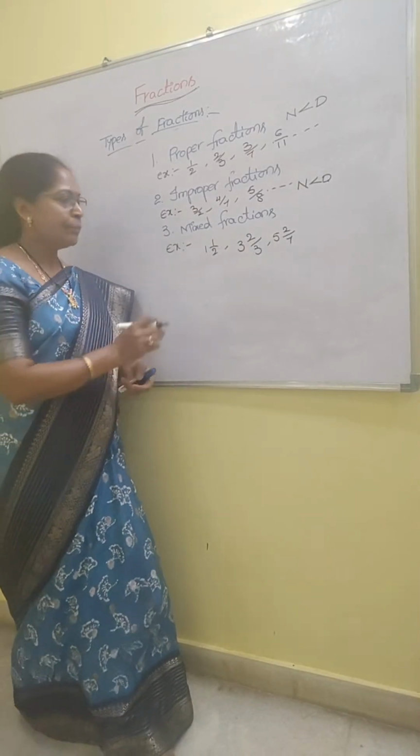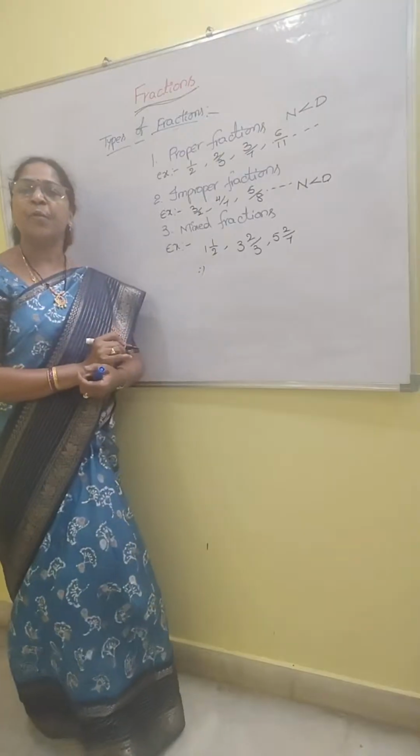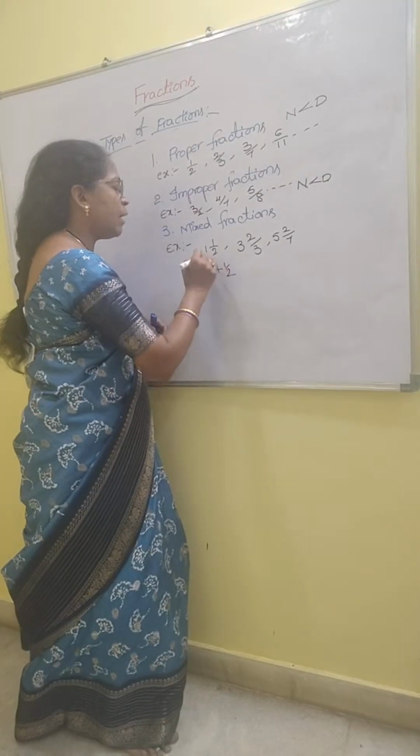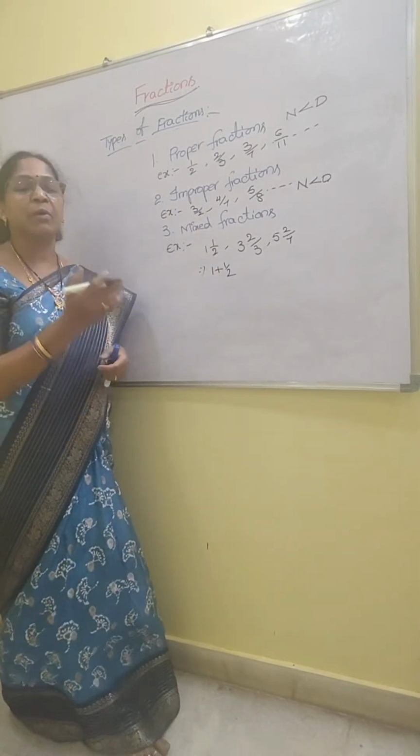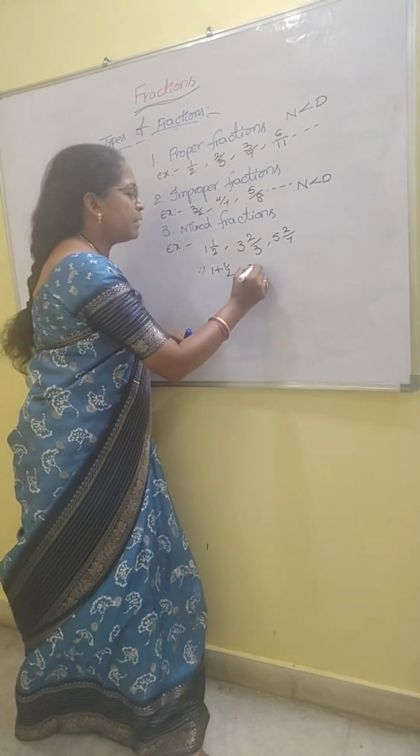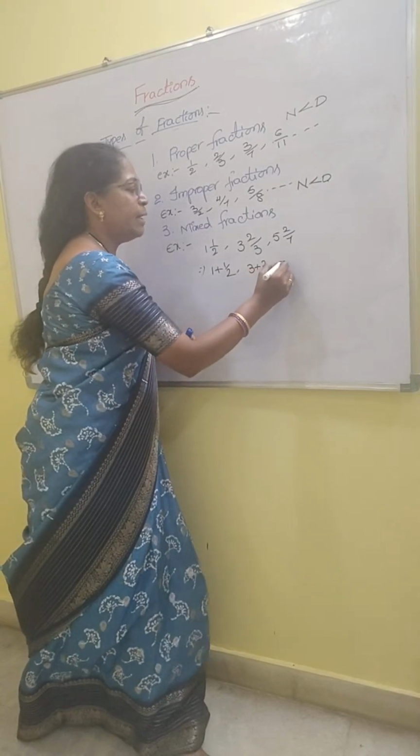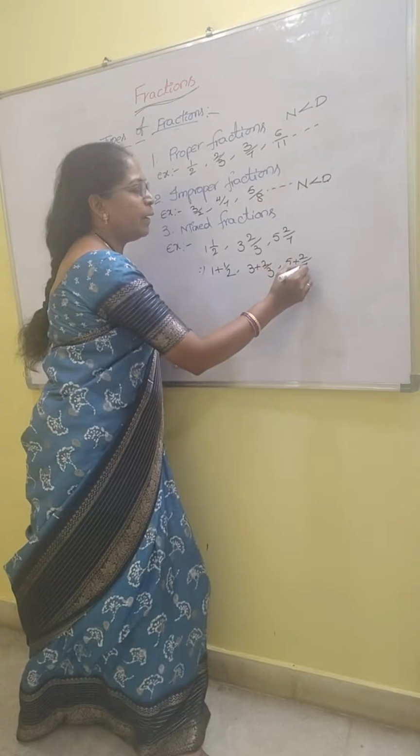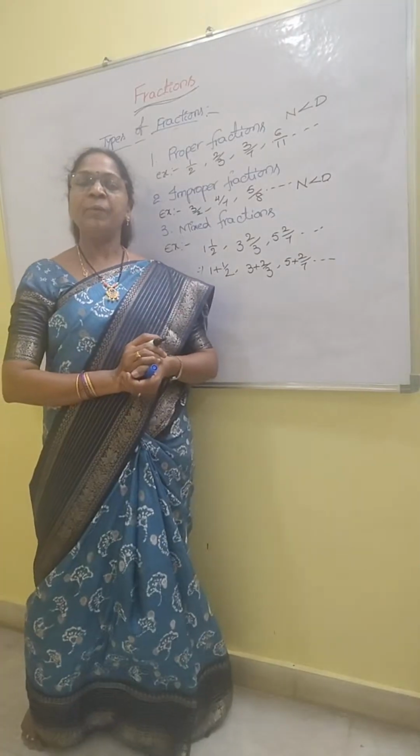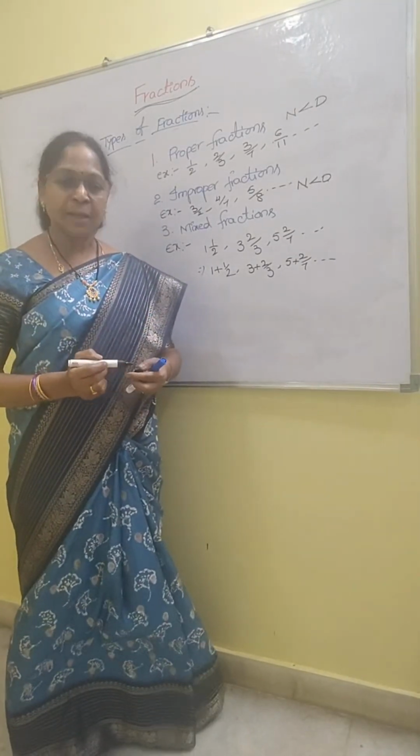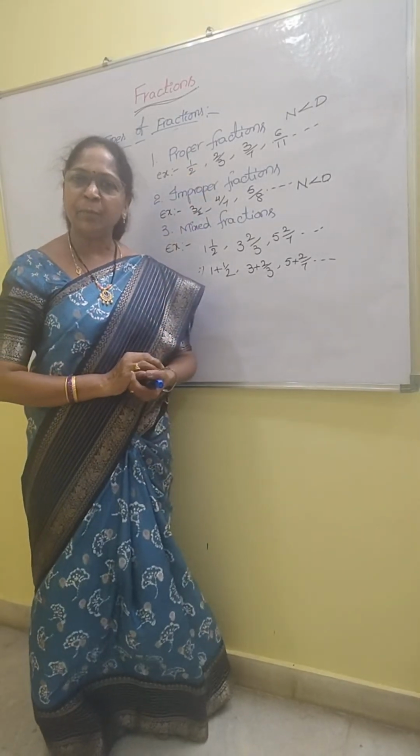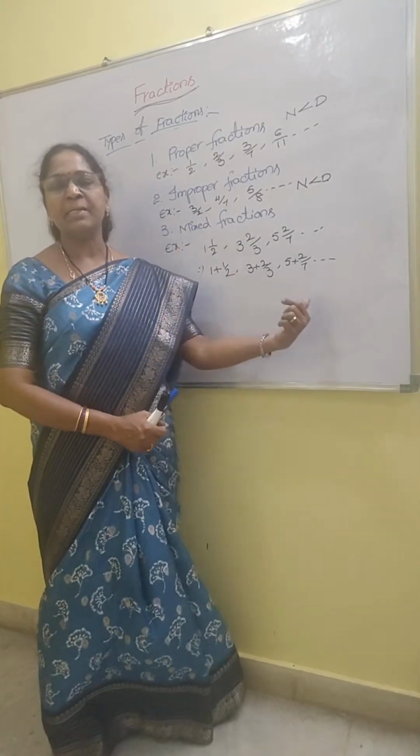Is it clear? Now this can be represented: 1 1 by 2 can be written as 1 plus 1 by 2. The meaning of 1 1 by 2 is nothing but 1 plus 1 by 2. That is mixed. Again 3 2 by 3 means 3 plus 2 by 3. And again 5 plus 2 by 7. These are mixed fractions. So how many types of fractions are there? 3 types of fractions are there. First one is a proper fraction, second one is an improper fraction, and third one is mixed fractions.